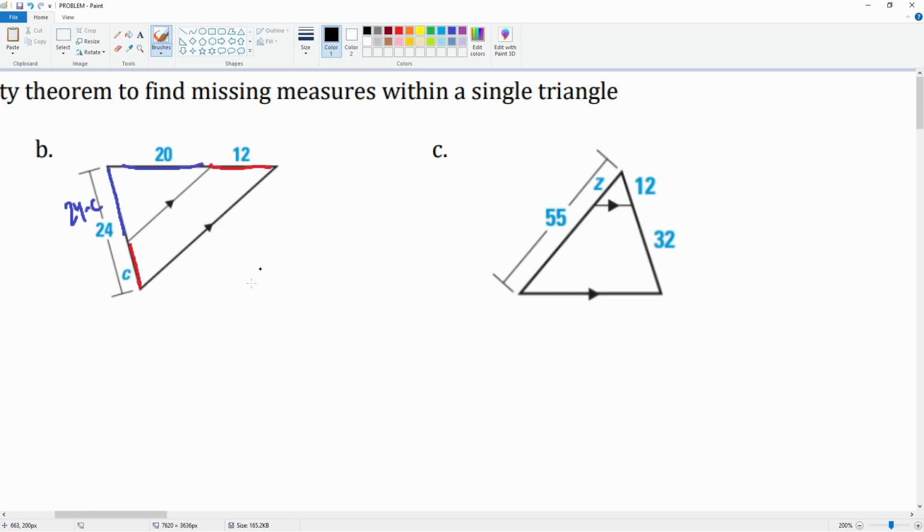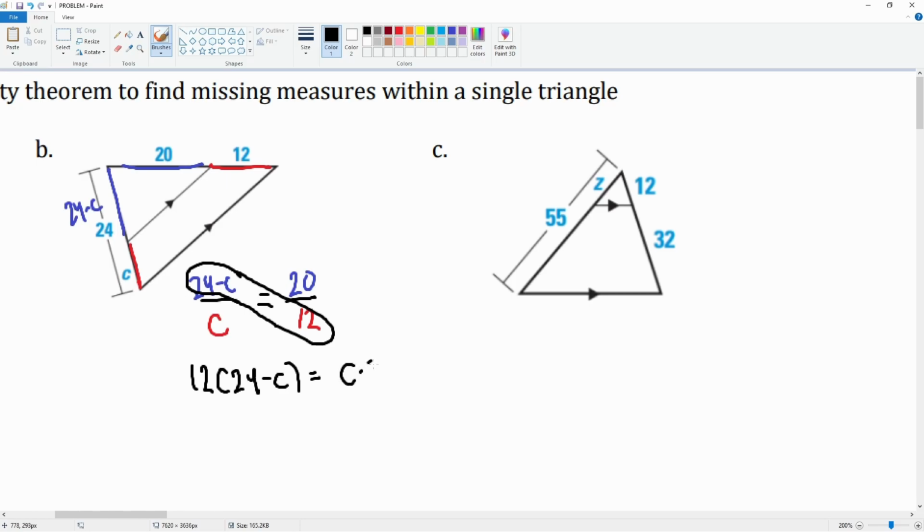I'm going to do my left side ratio is equal to my right side ratio. So for the left side ratio, it's 24 minus C over C. Oops, sorry, the bottom C should be in red. And the top one should be 20 divided by 12. Here now we can cross multiply. 12 times 24 minus C is equal to C times 20.